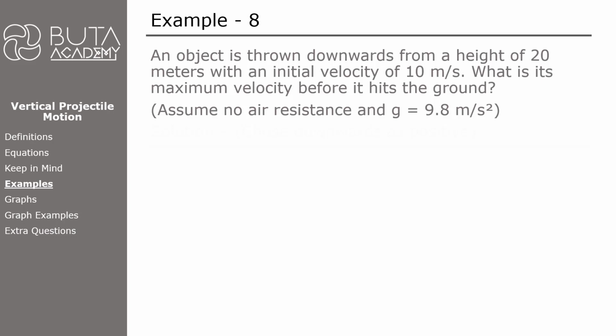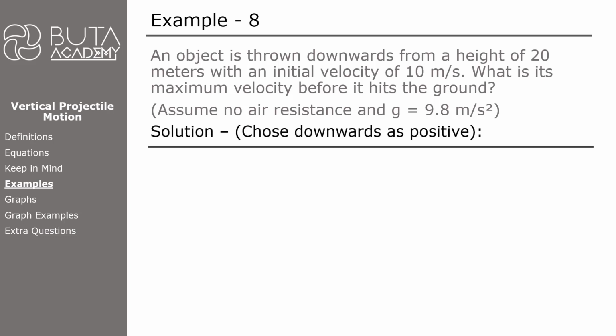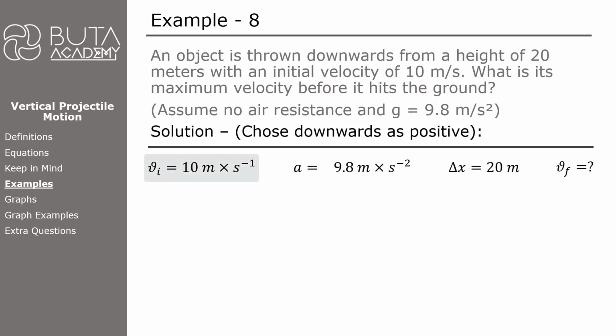We have mentioned in the video about the notes to keep in mind that in the topic of projectile motion, it is suggested to choose the direction of the initial velocity as the positive direction. In this question, the object was thrown downwards, which will be considered as the positive one throughout this question. Initial velocity is 10 meters per second, acceleration is 9.8, and the displacement is 20 meters. We are asked to calculate the final velocity.